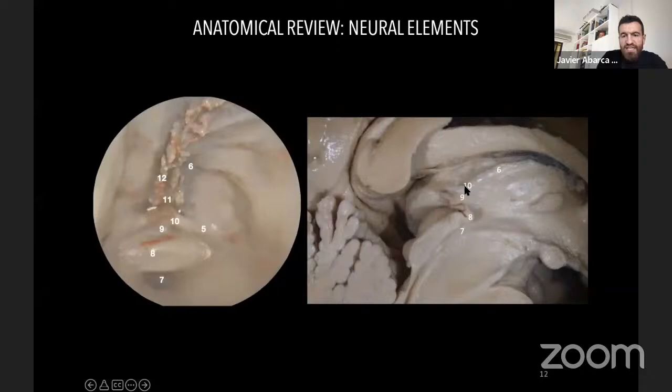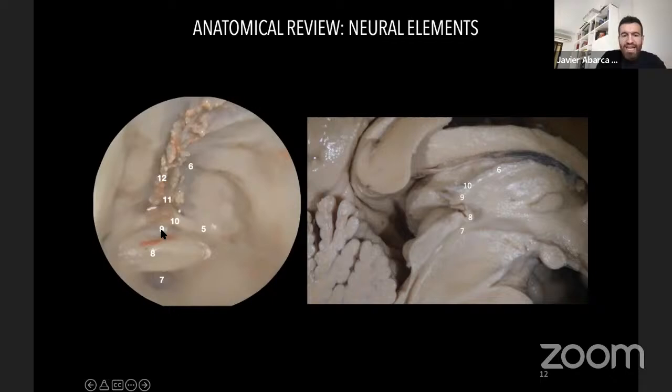where we can see the number 6 is the roof of the third ventricle, corresponds with the tela choroidea, and the choroid plexus is attached to this tela choroidea, number 12. Then we have some recesses and prominences that correspond with number 11, the suprapineal recess. The number 10 will correspond with the habenular commissure.